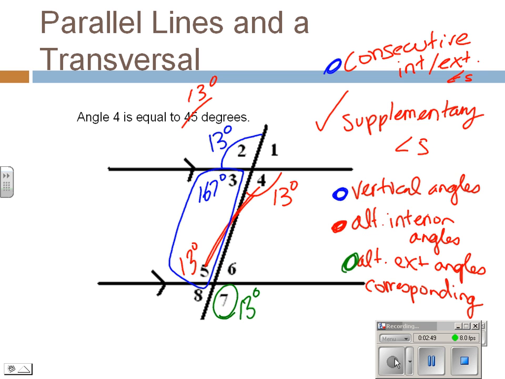Corresponding angles. Let's see what I have left. Okay, I can use angle 3 and angle 8. Those are corresponding angles. They're both bottom left, so they're both going to equal 167 degrees.